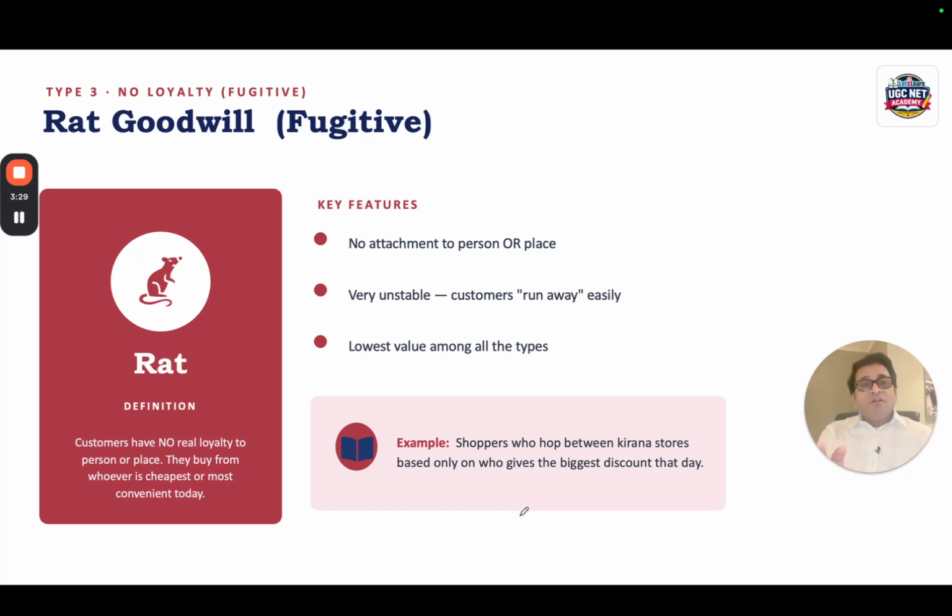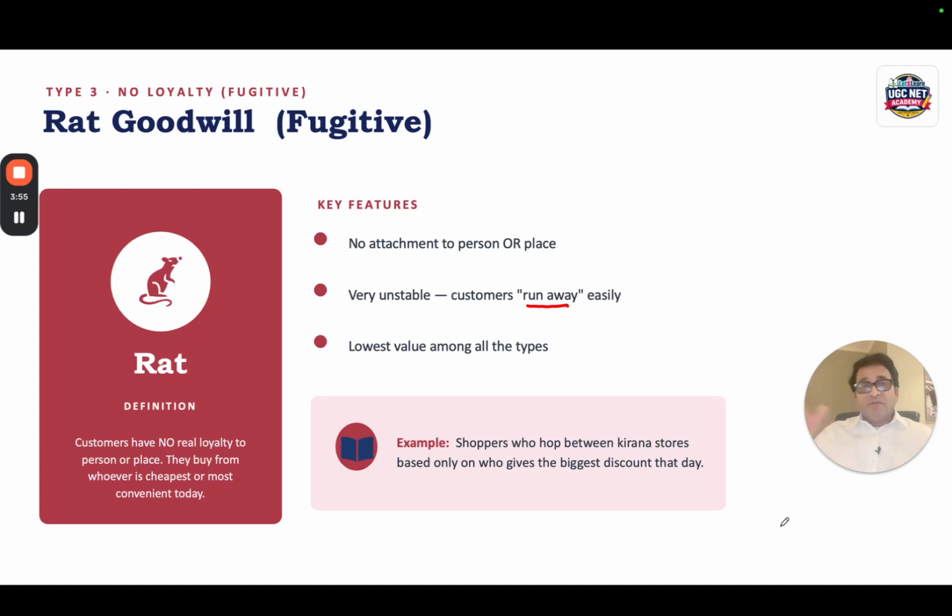The next goodwill is a fugitive goodwill, which is called rat goodwill. It is not related to a person. It is not based on a particular brand. It is purely based on how our clients or customers get benefit. Based on the benefit, customers will come. Means what? Customers can easily run away from one business to the other business.